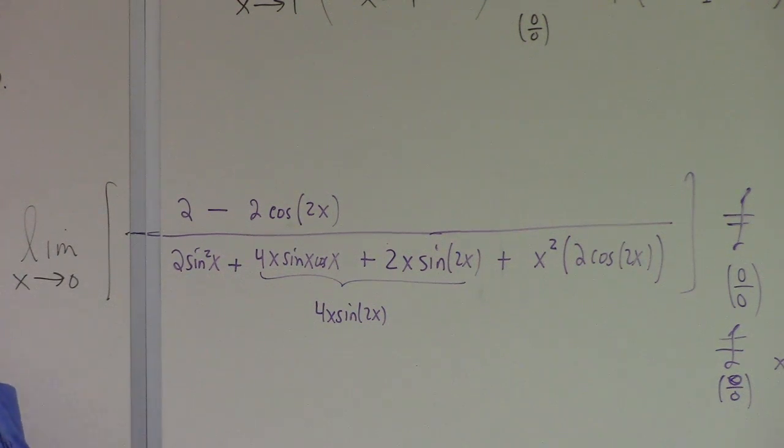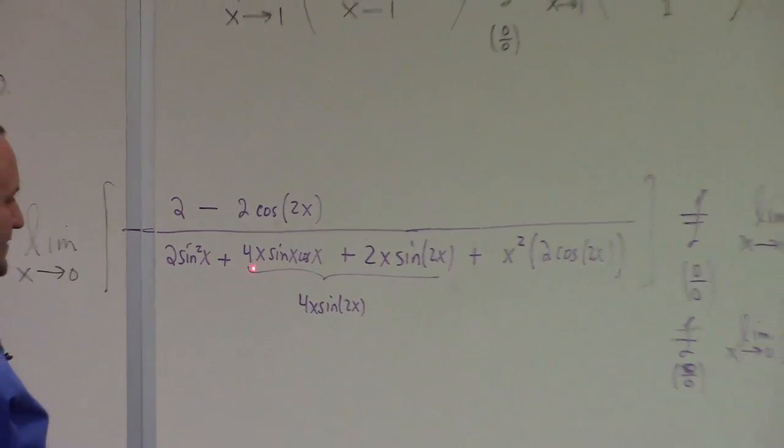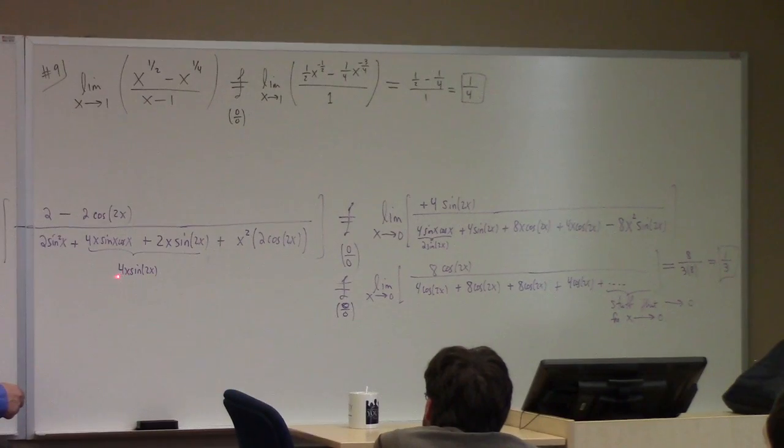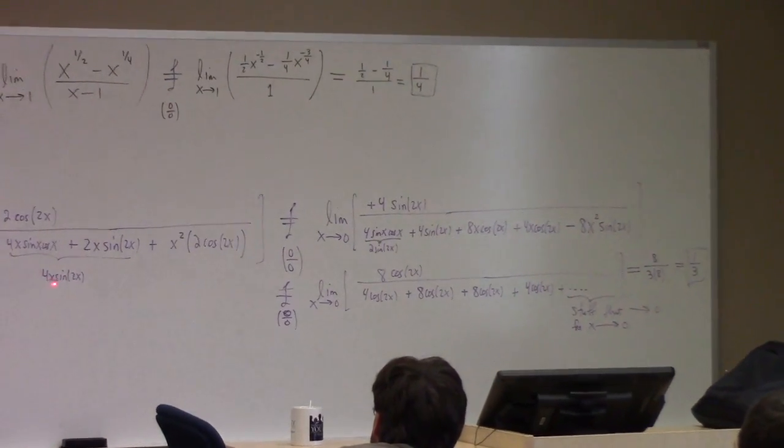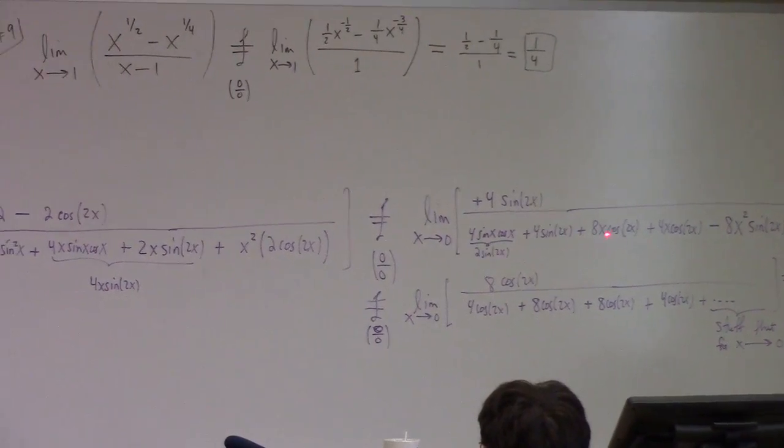Then I do L'Hopital's rule again. Differentiating the top isn't too bad. That's 4 sine 2x, all right? Differentiating the bottom, well, I've got myself a 4 sine x cosine x. And then this one gives me a product. It gives me 4 sine 2x plus 8x cosine 2x by the chain rule.